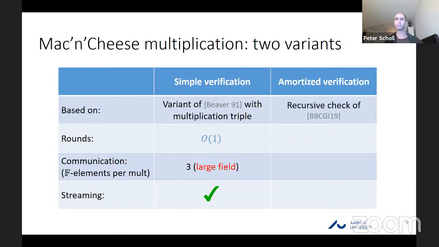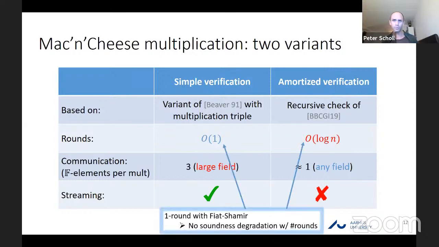So our amortized multiplication verification method uses a different approach based upon this recursive verification protocol from Crypto 2019 by Bonnet et al. This has a larger round complexity that's logarithmic in the number of multiplications being verified, but reduces communication down to just 1 field element for each multiplication over any finite field, including F2. And unfortunately, because this is an amortized check, it's inherently not so well suited to streaming.